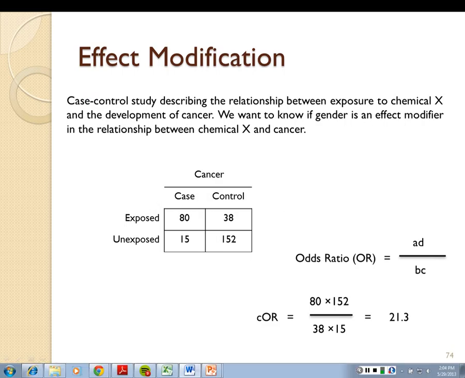In this example, let's say we are examining a case control study designed to identify the relationship between exposure to chemical X and the development of cancer. First, remember that the appropriate measure of association for a case control study is the odds ratio. Stratified analysis works similarly regardless of the measure of association that you're using. We begin by calculating the crude odds ratio, that is the odds ratio of the exposure-disease relationship of interest.